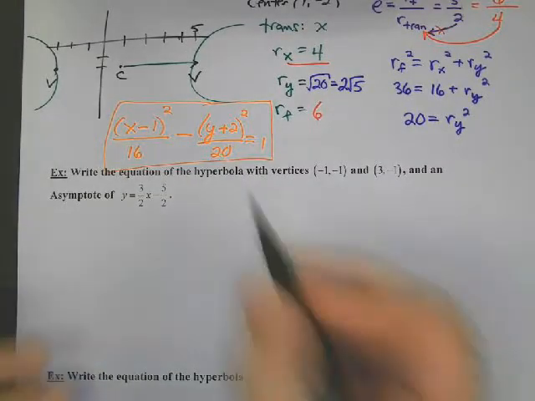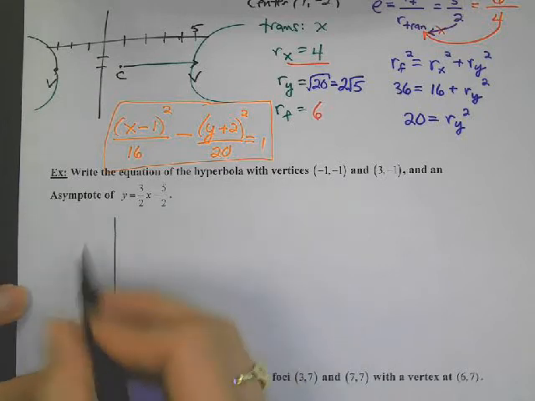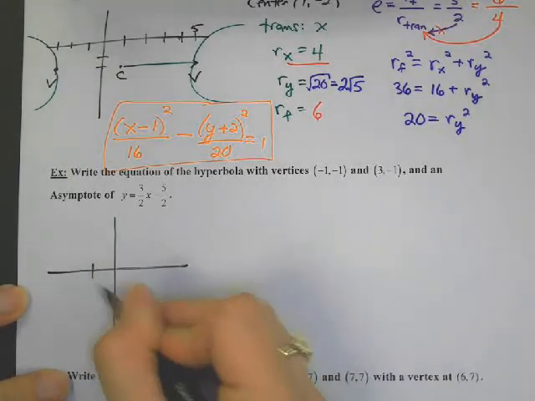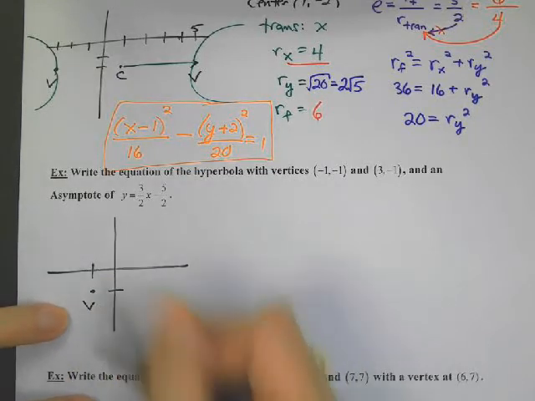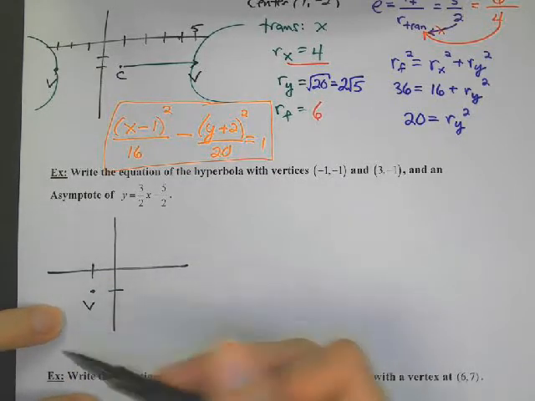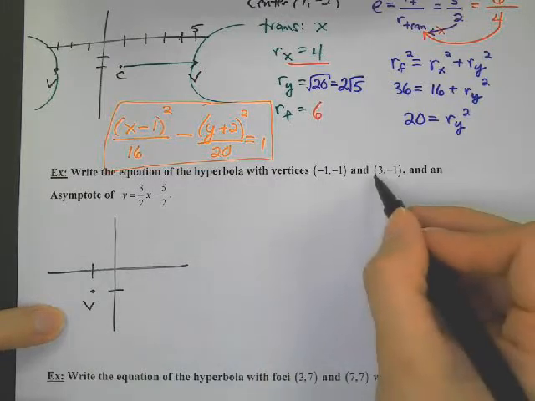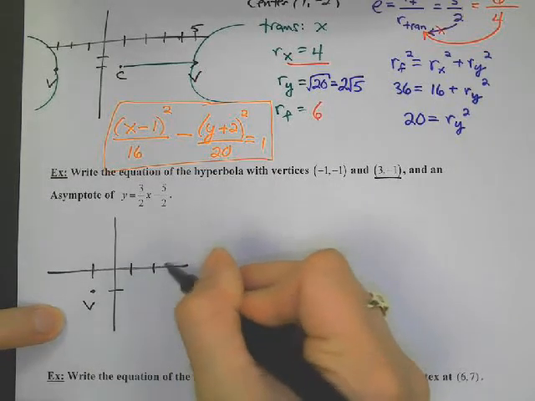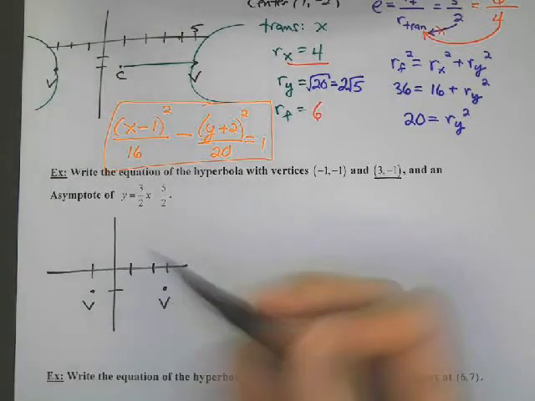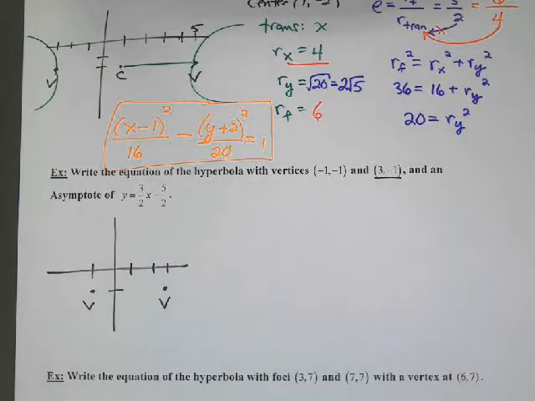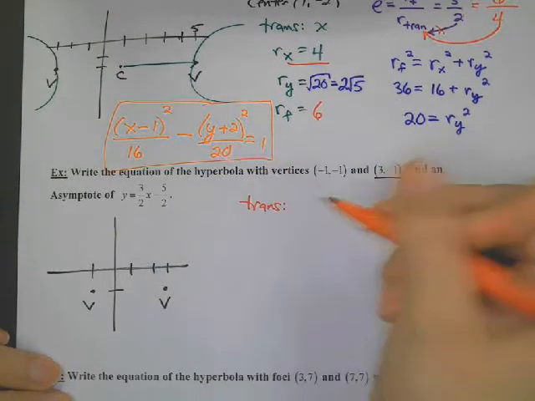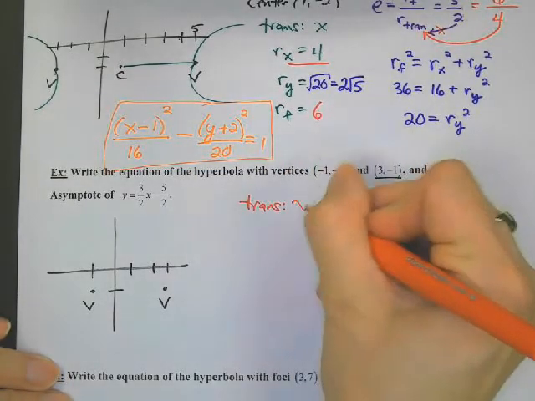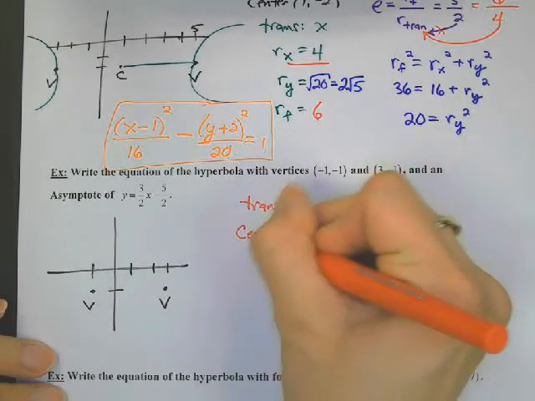Okay, a couple more. Write the equation of the hyperbola. Vertices are at -1, -1, v for vertex. With that fact, do you know if it's going up, down, left, right? Not yet. Let's go get another clue. 3, -1. Okay, now you should be able to tell me a couple of things. What's the transverse? The transverse is definitely x.